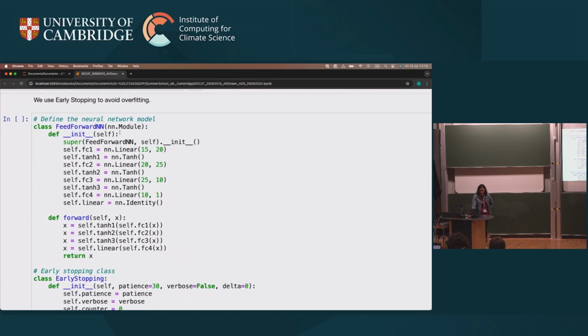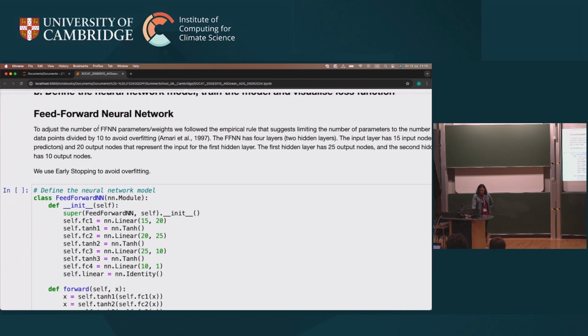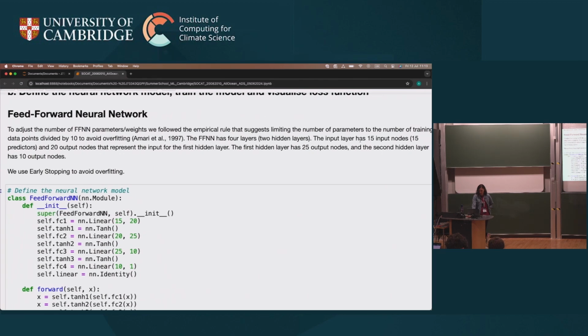So here we have our quite simple feed-forward neural network. You can see here, I'll just quickly explain that we have 15 input nodes. So it's all our drivers, the anomalies and geographical positions, and some hidden layers and output. Also, we will use early stopping, which is quite useful, to avoid overfitting.